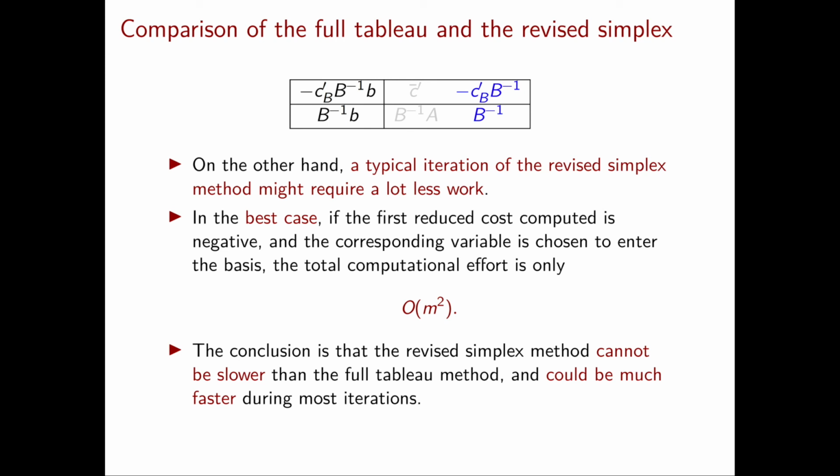So while in the worst case, both the full tableau implementation and the revised simplex method require big O of mn, in the best case, the revised simplex method requires fewer operations, namely big O of m square, while the full tableau implementation is stuck with big O of mn. This means that the revised simplex method cannot be slower than the full tableau method, but it could be much faster during many iterations.